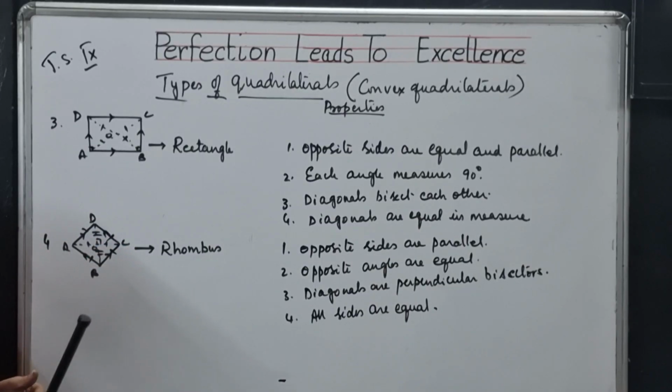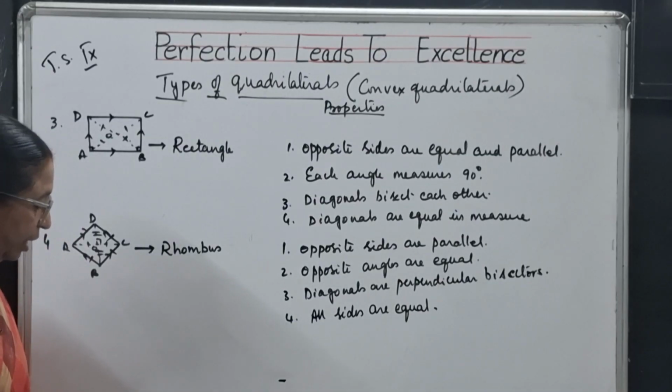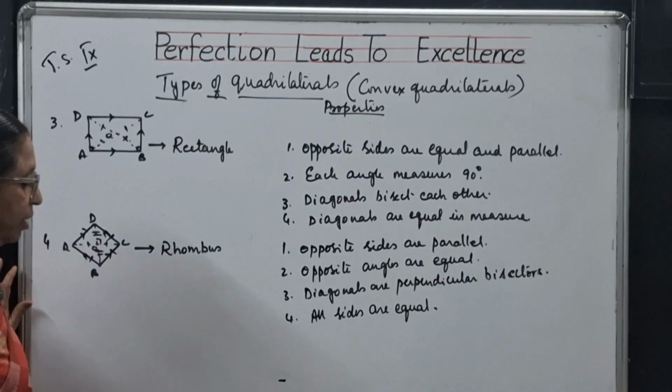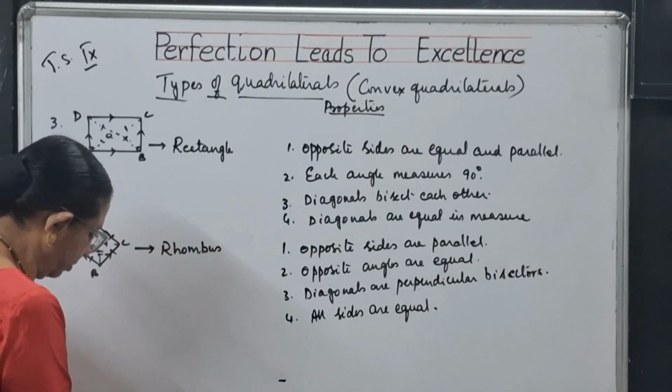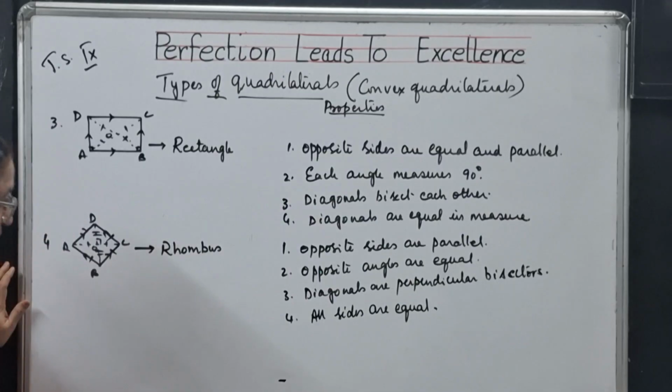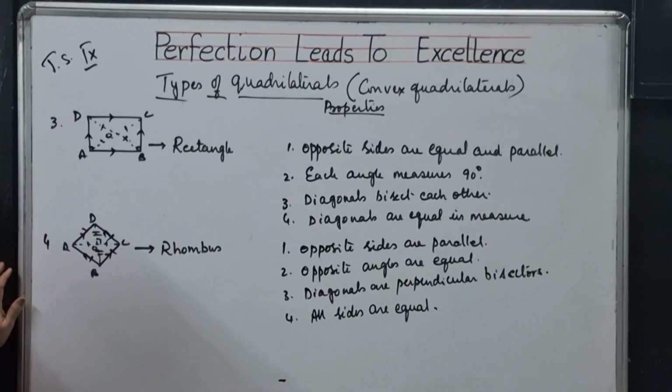In parallelogram, all sides are not equal, and also in the parallelogram, diagonals, of course, they bisect, but they are not perpendicular. So these are the differences that you can observe with the parallelogram, children. Please note it down. These points are very, very important, children. Don't forget them.